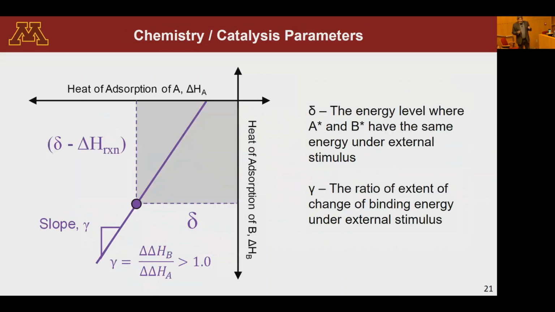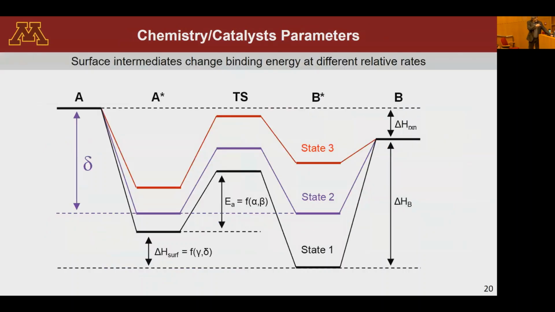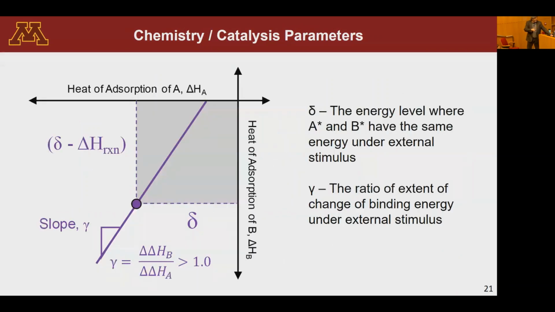If I think of the heat of adsorption of 2 different species in an A to B reaction, here's the heat of adsorption of B, and here's the heat of adsorption of A. There's some point where these 2 have the exact same energy. In this system, that's this delta point right there, where they're at the same energy. And that's important, and I'll explain why in a bit. So that's a common point between the 2. And then I also have the slope here, which is the relationship between how the 2 change. And that's, of course, intermediate dependent. So different chemicals respond differently. Different catalysts behave differently, different surfaces. But also, I can think of different perturbation methods, however I'm using to manipulate the binding energies.